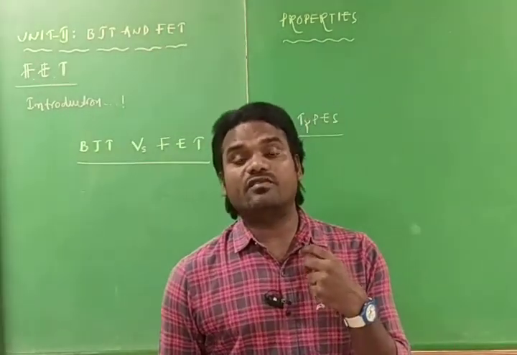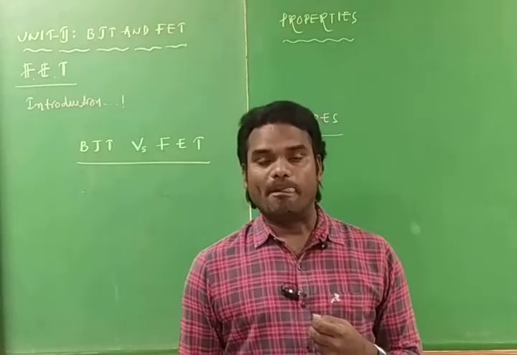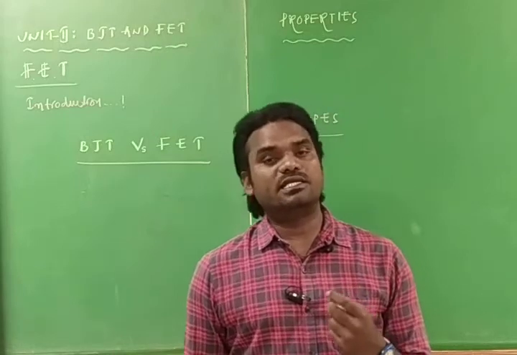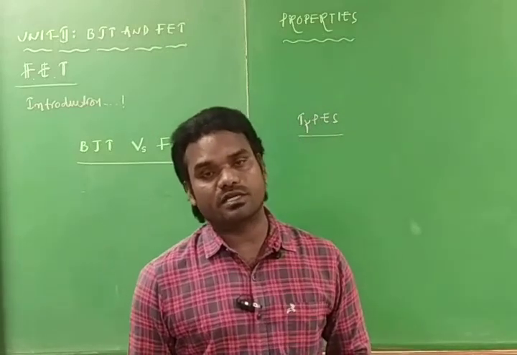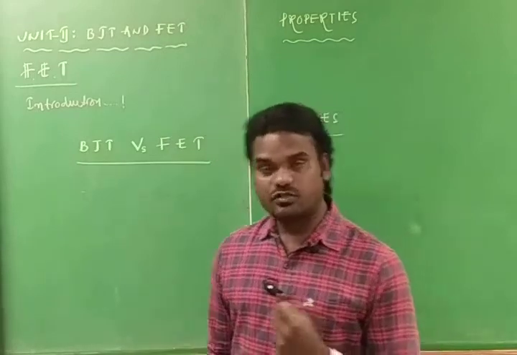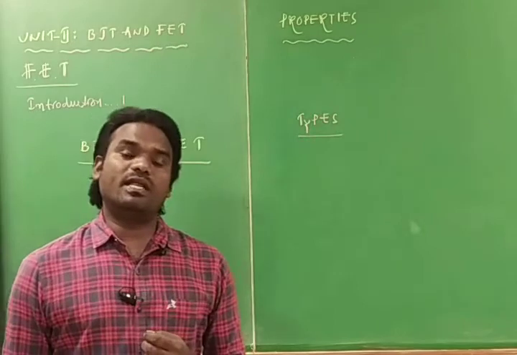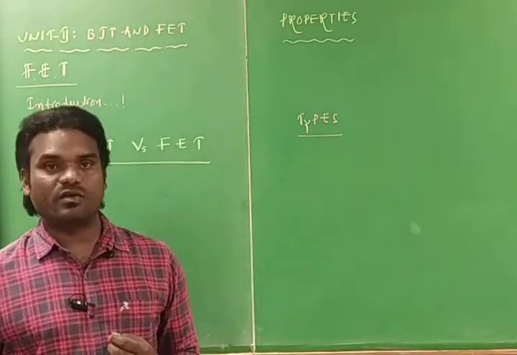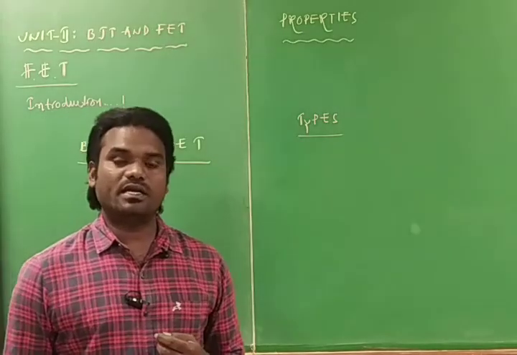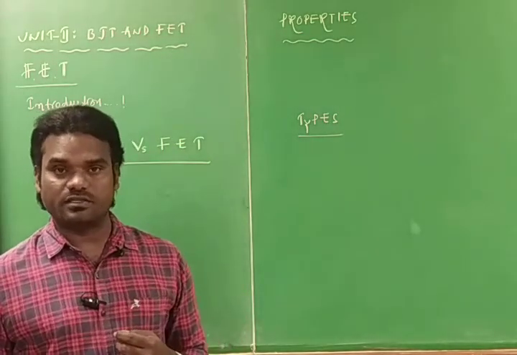FET offers very high input impedance compared to the BJT. BJT stands for bipolar junction transistor. It has three terminals, emitter, base and collector, and it has two junctions, the emitter junction and the collector junction. We know that the emitter junction must be connected in forward bias and the collector junction must be connected in reverse bias.